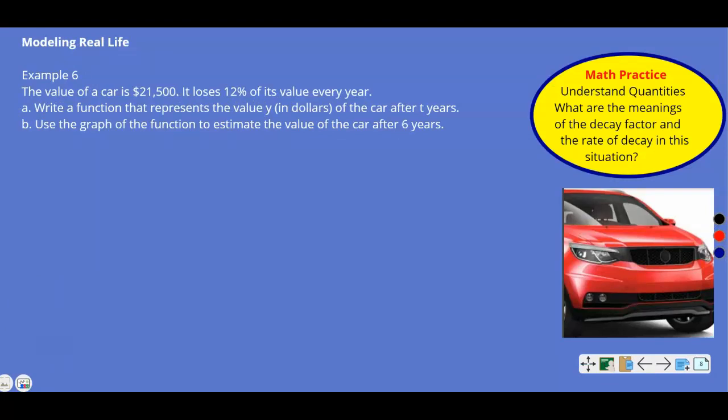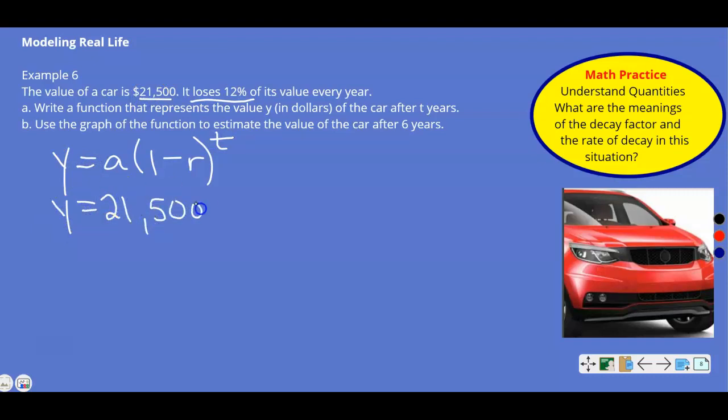Example 6. The value of a car is $21,500. It loses 12% of its value every year. Write a function that represents the value y in dollars of the car after t years. Use the graph of the function to estimate the value of the car after 6 years. So we know we can write a function y equals a times 1 minus rate, because it's losing value, to the t power. All right, so y equals A. A is going to be our 21,500. We're going to do 1 minus 12%.